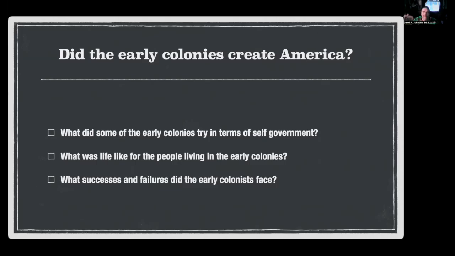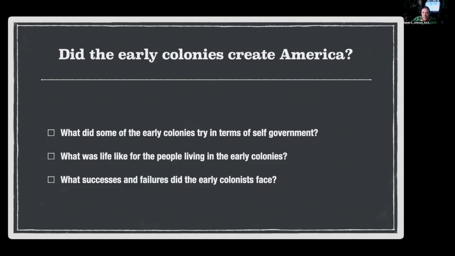The first lesson really gets into some of those ideas. And we're hopeful that at the end of the year, students will make a connection back to the things from this unit specifically when we get into that creating a Constitution unit. We then have, what was life like for people living in the early colonies?